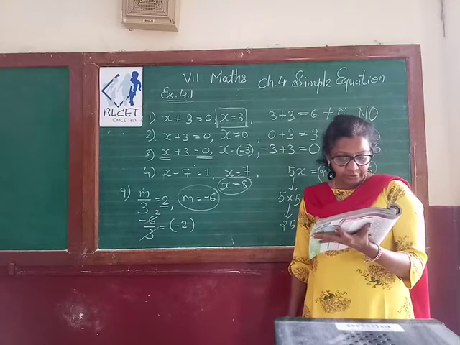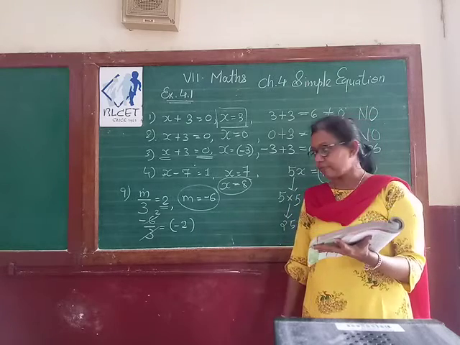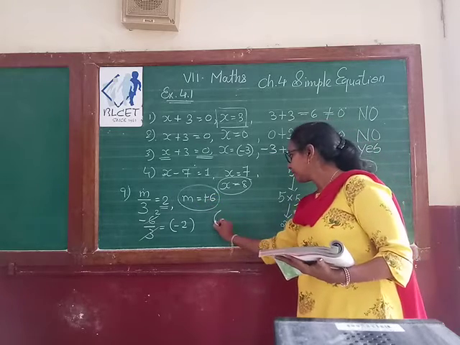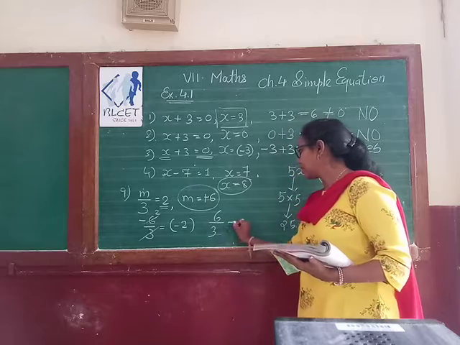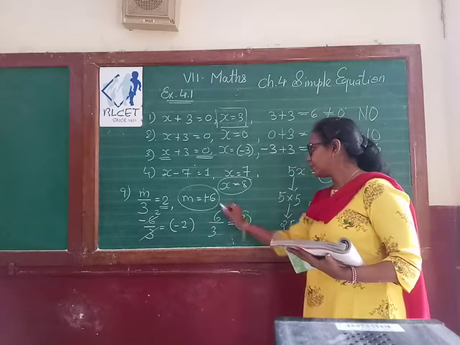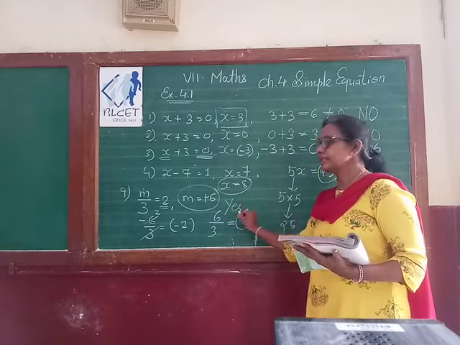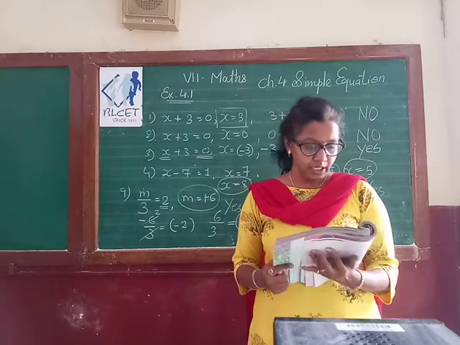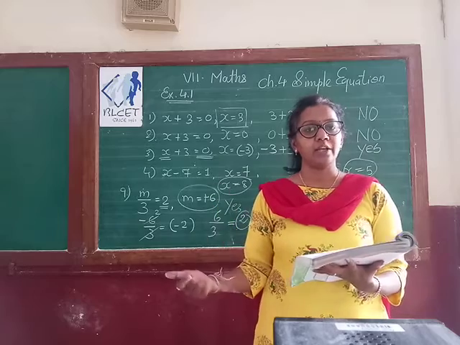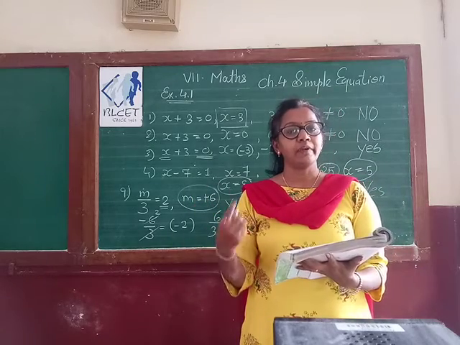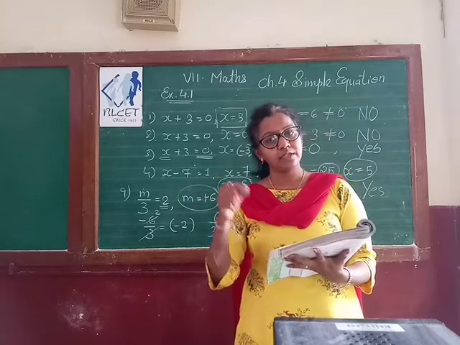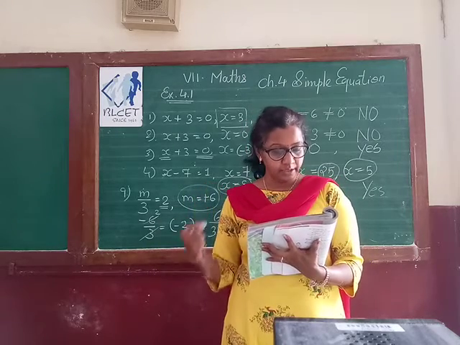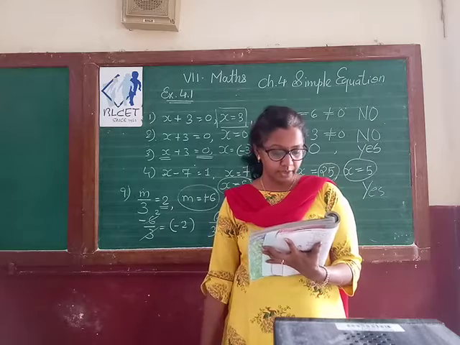For m is equal to 0, again the equation is not satisfied. But if you keep m is equal to plus 6, what happens? 6 divided by 3, obviously you are getting the answer 2. So for plus 6, yes, the equation is satisfied. This way we can solve the equations. We can find the correct value of the variable by keeping the value in the given equation and checking whether it verifies or satisfies the condition of the equation.